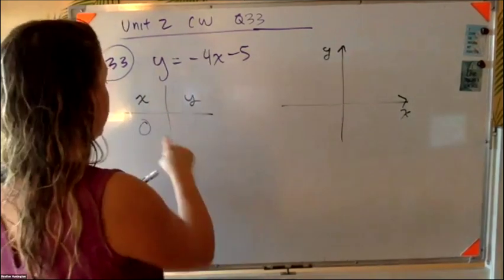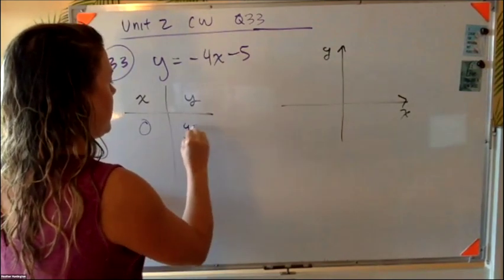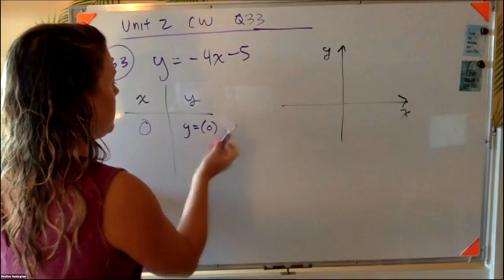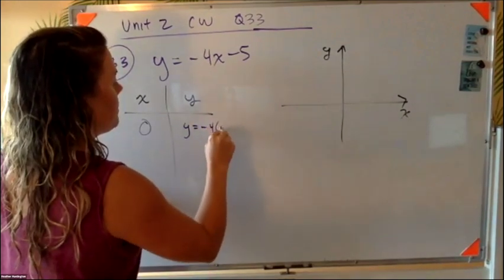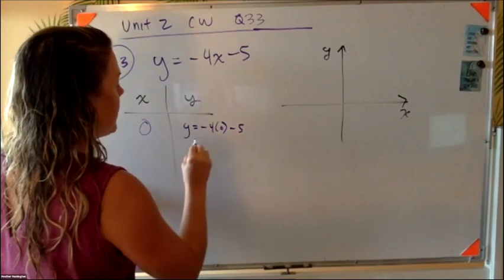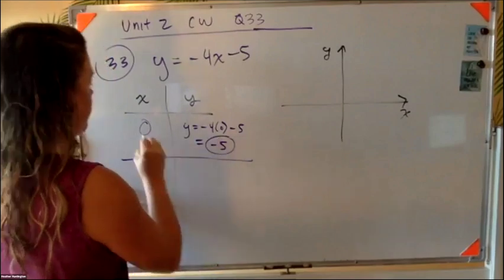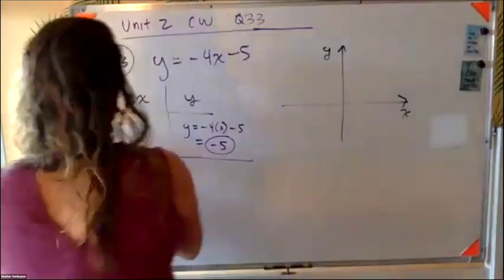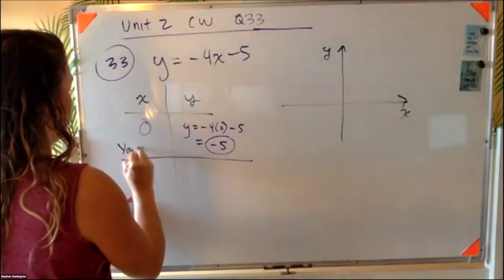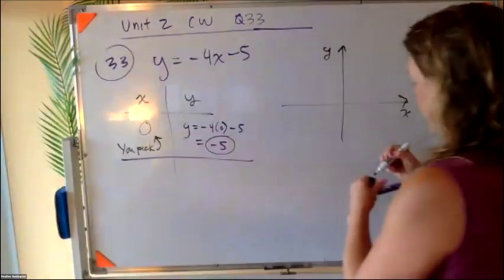So you can plug in 0 for X here. You get that Y is equal to, well, it's -4 times 0, which is 0, minus 5, so that means that's equal to -5. All right, so you pick this one. So 0, -5.